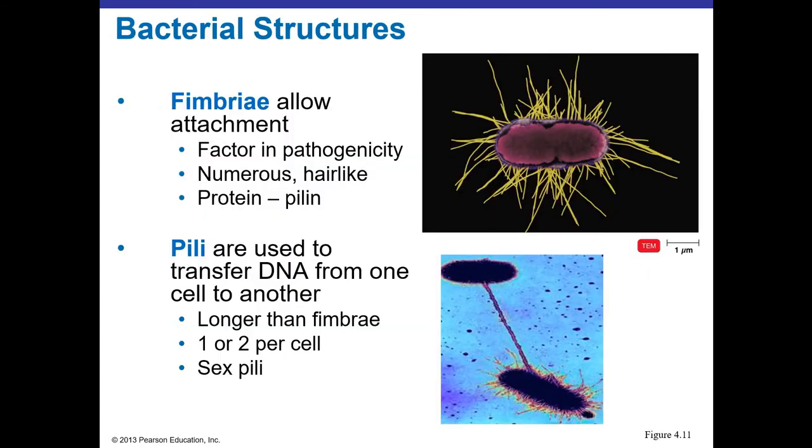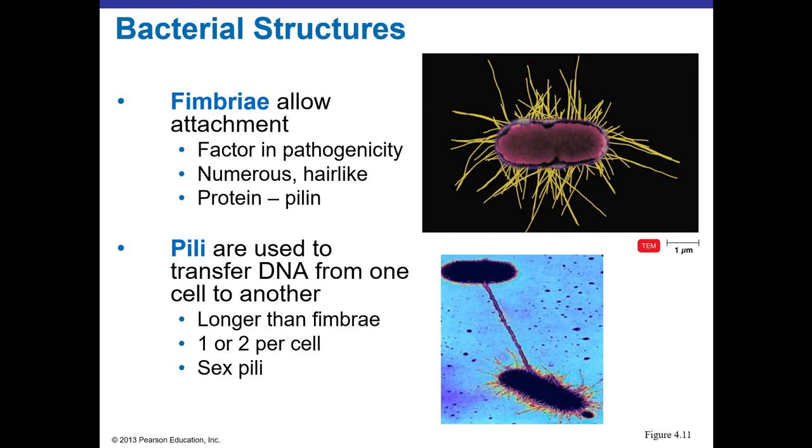Looking at other bacterial structures on the outside of the cell wall, the fimbriae allow for attachment. The picture to the right shows Neisseria gonorrhoeae, a diplococci, with all these needle-like projections from it. These help the bacteria to adhere, so they are a factor in pathogenicity. Again, in order to cause infection, one of the first things that needs to happen is the bacteria needs to hold on. For fimbriae, there are usually numerous of these hair-like projections. And again, these are protein filaments, the protein being pilin.